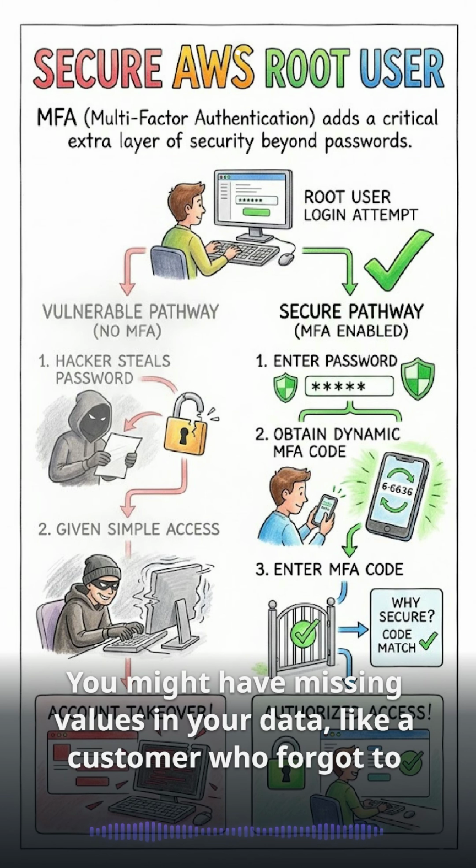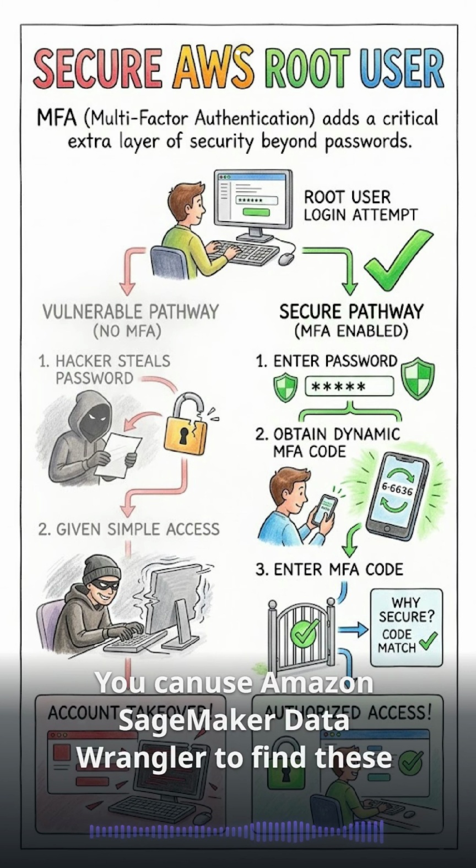You might have missing values in your data, like a customer who forgot to list their age. You can use Amazon SageMaker Data Wrangler to find these gaps and fill them in automatically.